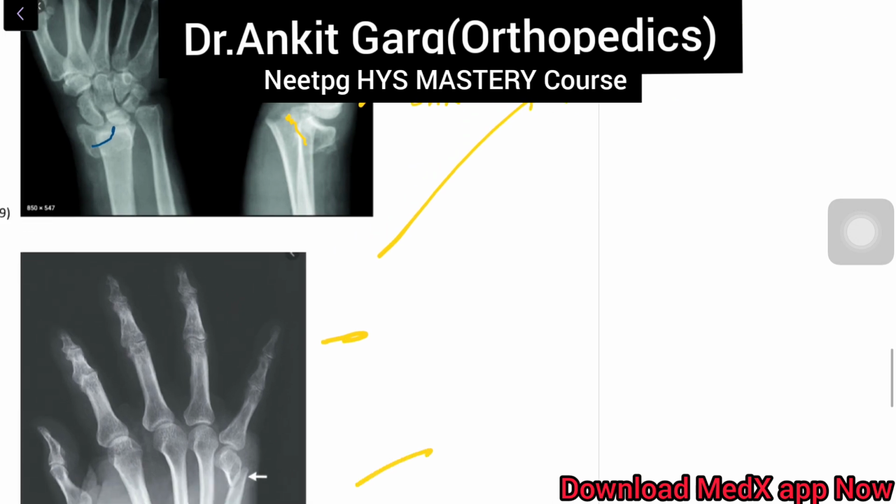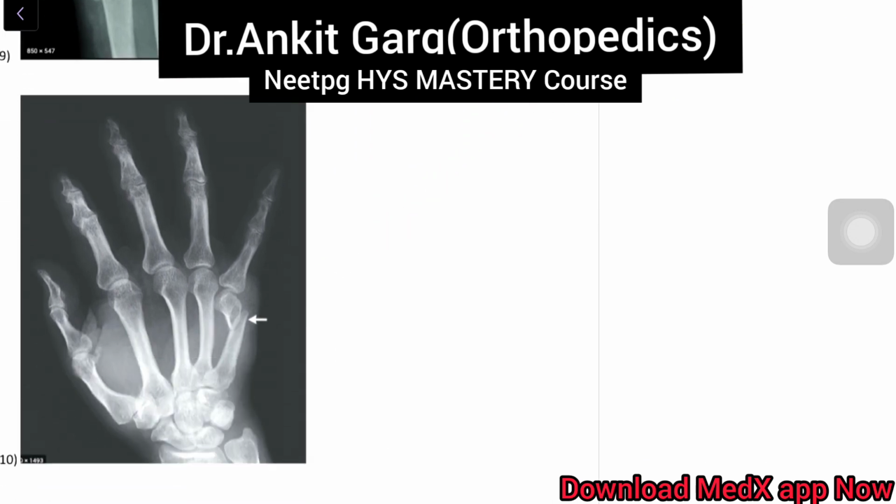The last question is very easy. It's basically on the fifth metacarpal fracture, and it is known as the Boxer's fracture.